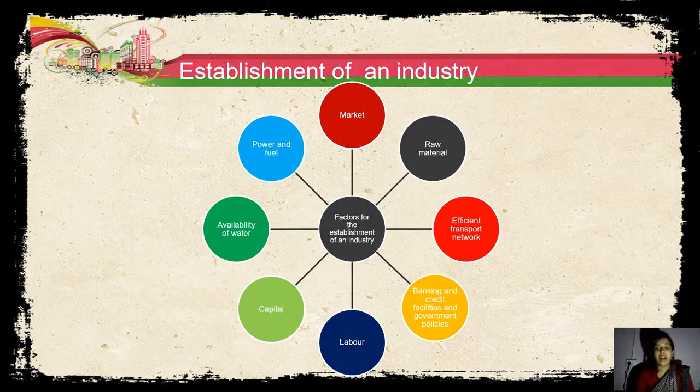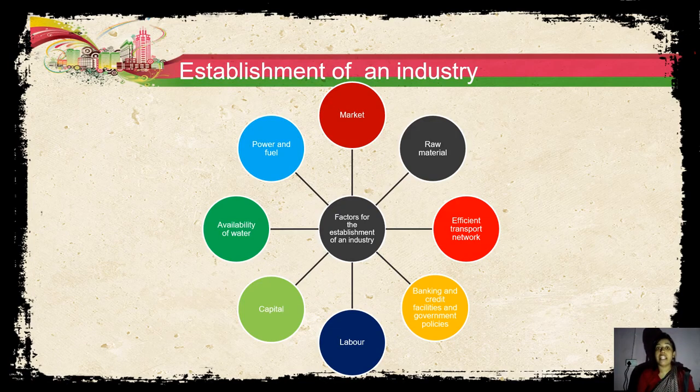Next, we have banking and credit facilities and government policies. As we discussed in our previous class, industry plays an important role in the development of society also. This is the reason why the government has started some policies for industries, and these are favorable conditions for industrialists also. So this can be a good factor for establishment.